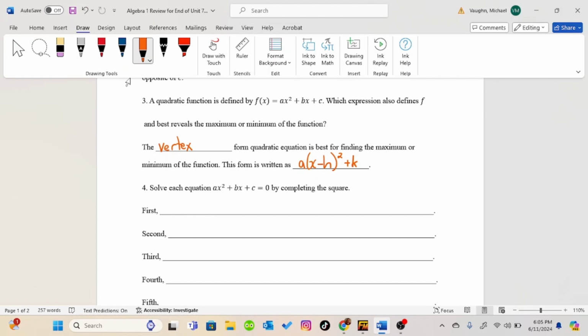If you have any questions about the vertex form of a quadratic equation, please ask for clarification now so that you will be prepared for your final test tomorrow.